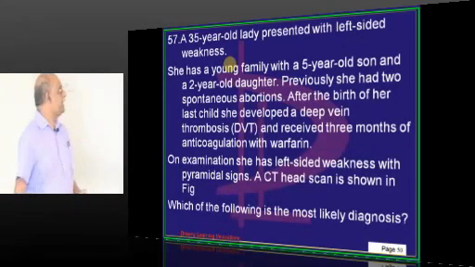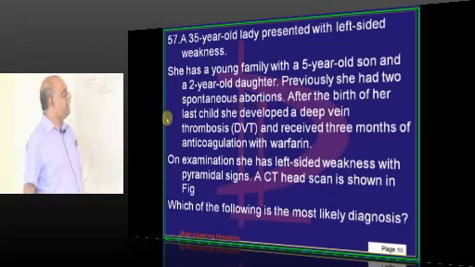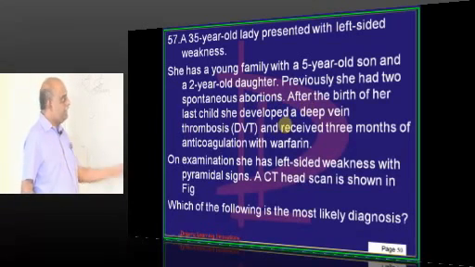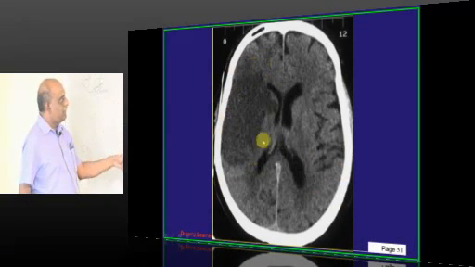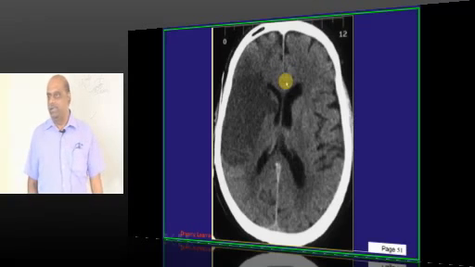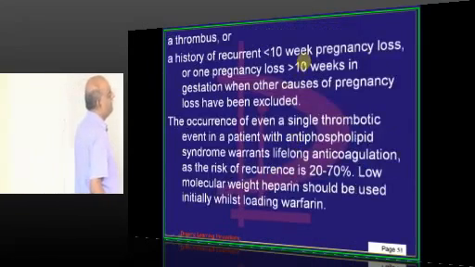A 35-year-old with left-sided weakness. She has a young family with a 5-year-old son and a 2-year-old daughter. Previously she had 2 spontaneous abortions, and she developed DVT. And what did she develop? Middle cerebral artery stroke. So abortions, middle cerebral artery stroke with thrombocytopenia and DVT puts her into antiphospholipid antibody syndrome, is what you have to basically suspect.